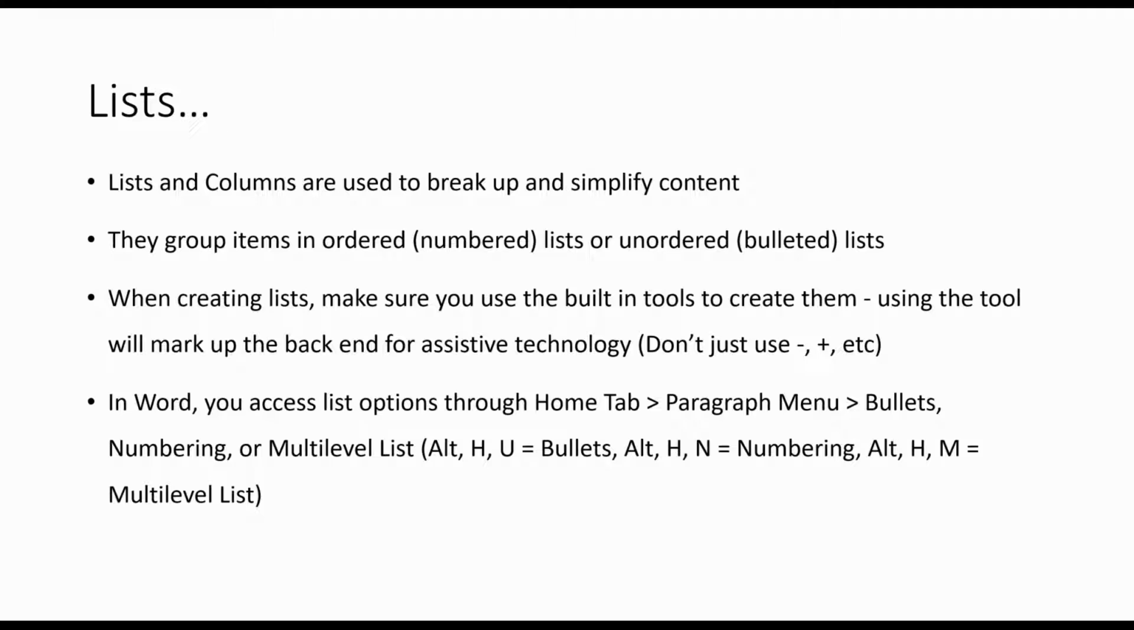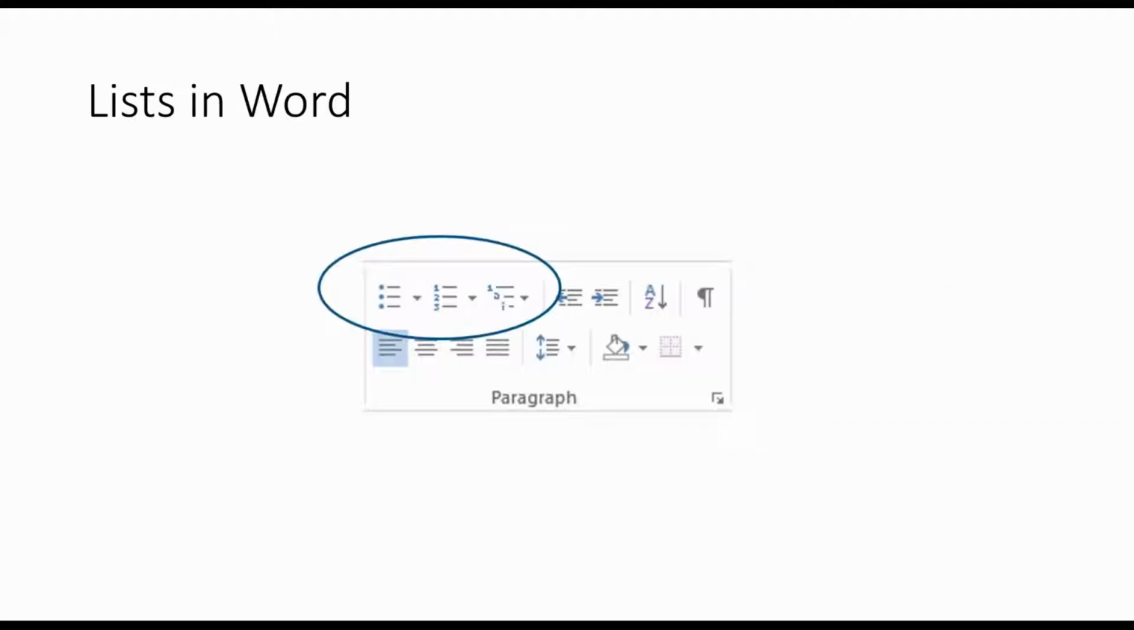It's just through your Home tab, the paragraph menu, bullets, and then you have the option for numbered, multi-level lists, etc. Your key shortcuts will be Alt-H, U for bullets, N for numbering, M for a multi-level list, and that's just really when it breaks out into an outline. And these are those keys there, just showing you what the buttons look like. The first one there is your typical bulleted list, your numbered list, and then a multi-level list where you can break it out to more items.